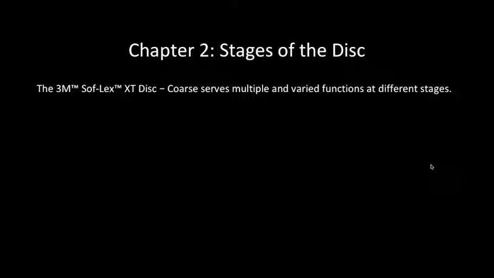So now I want to move on to talking about how we take an injection overmolded restoration and quickly and predictably shape it to our final form. Let's talk about the stages of the SofFlex XT disc. I get this question a lot: which disc do I use? I use the large coarse disc. The other discs are great, and I use those in other areas for different purposes, but for what we're going to be talking about in this webinar, I use the large coarse disc.